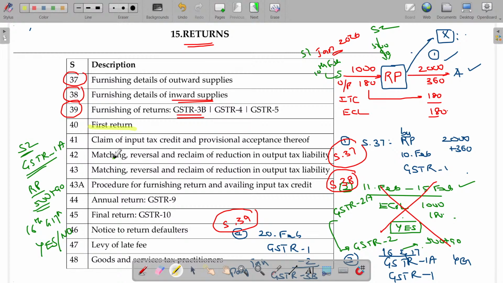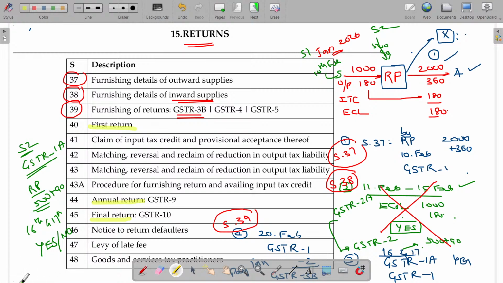Then you have to directly jump to section 44. What is that? Annually, once you have to submit complete details, the annual return in GSTR 9. The due date for filing this annual return is 31st December. Very often I noted this here or there. Okay, what about the final return?